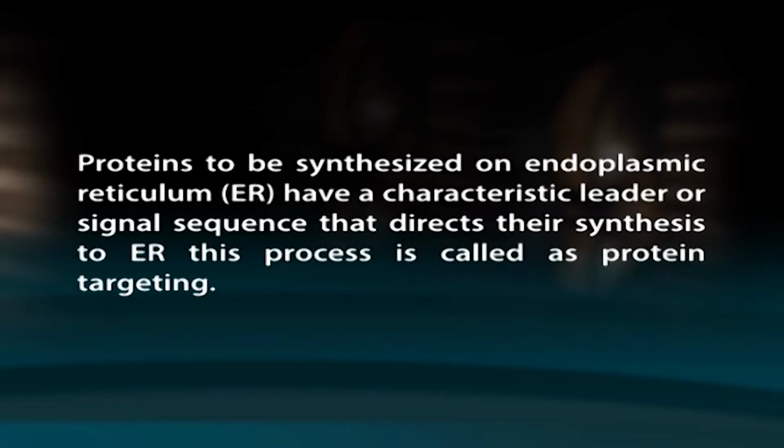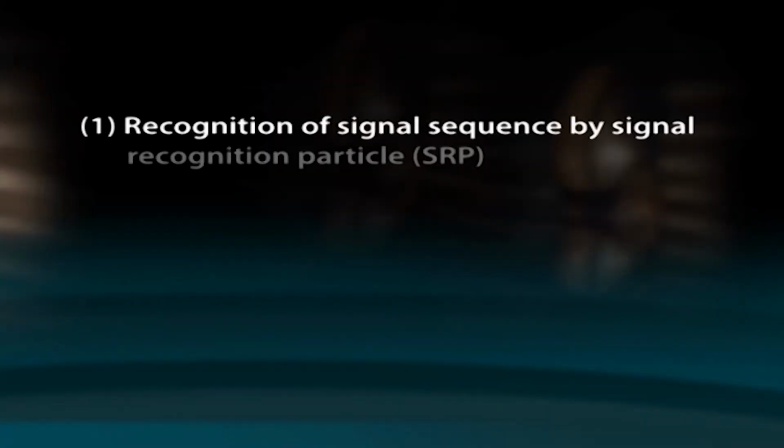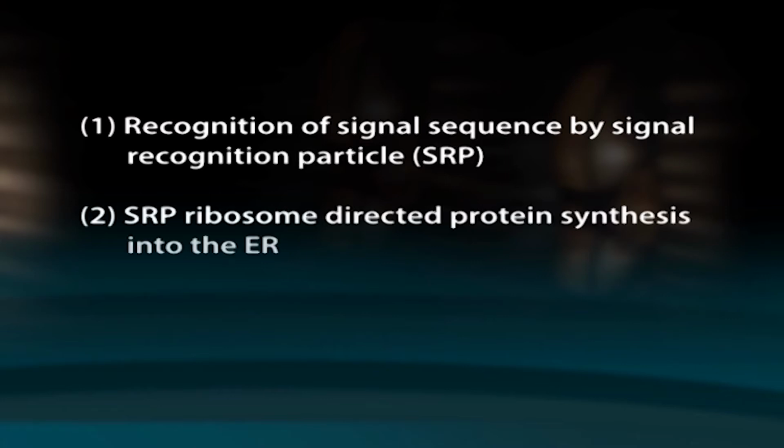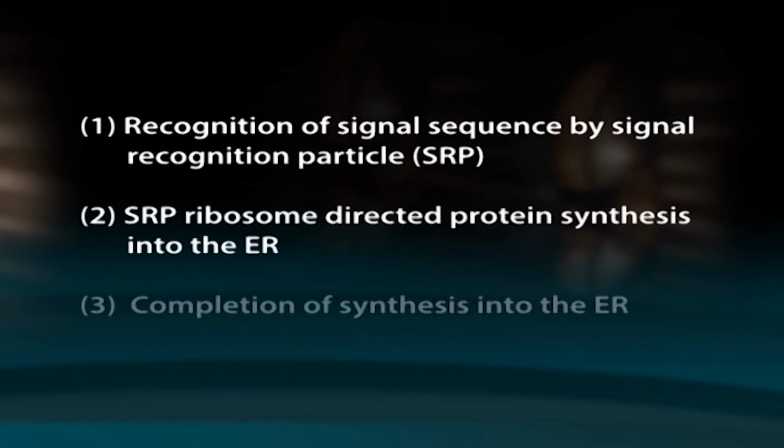Proteins to be synthesized on the endoplasmic reticulum have a characteristic leader or signal sequence that directs the synthesis to the ER. This process is called protein targeting. The signal sequence is present at the amino terminal end of the protein. It is usually about 20 amino acids in length. Different steps involved in protein targeting are: first, recognition of the signal sequence by the signal recognition particle, that is SRP. Second, SRP-ribosome directed protein synthesis into the ER. Third, completion of synthesis into the ER.